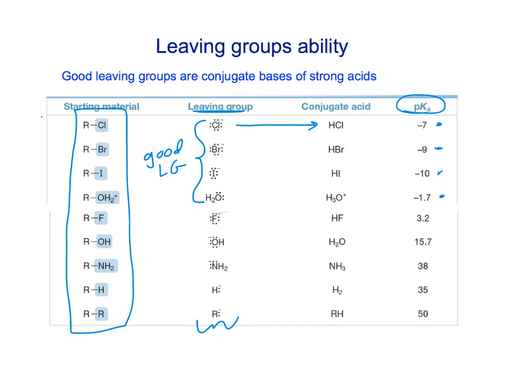As we go down the list, notice that fluoride is one of the halides, but HF is not a strong acid, so fluoride is not really a very good leaving group. And then as we go down this way, these really are going to be poor leaving groups. Notice among the good leaving groups, we have included water as a good leaving group. So we will see reactions with water as a leaving group a little later, in a few chapters.